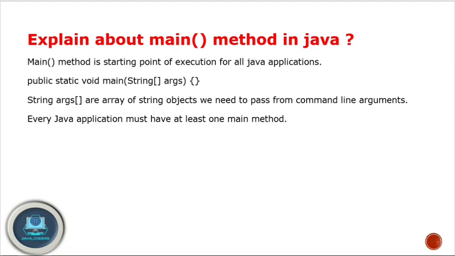Explain the main method in Java. The main method is the starting point of execution for all Java applications. Public static void main String args: args is an array of string objects we need to pass as command line arguments. Every Java application must have at least one main method.